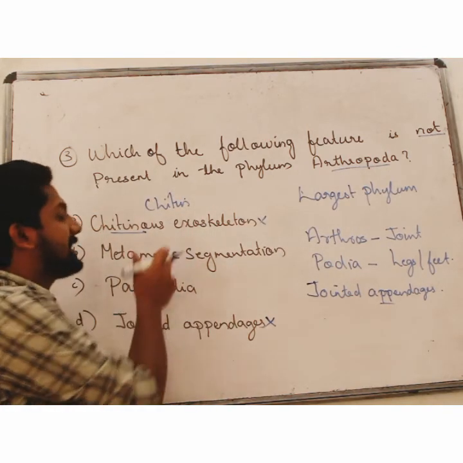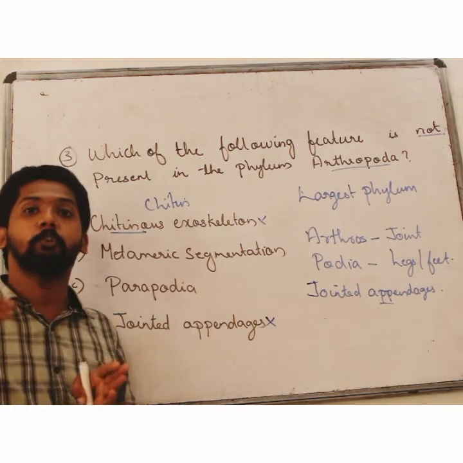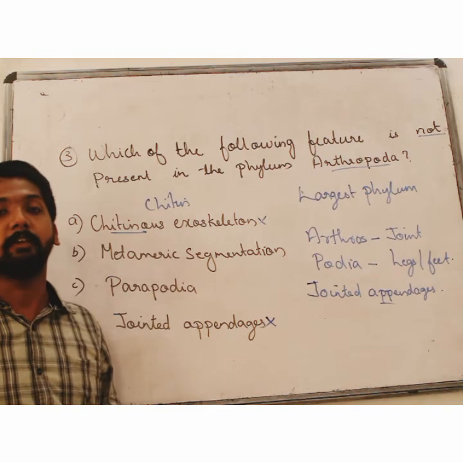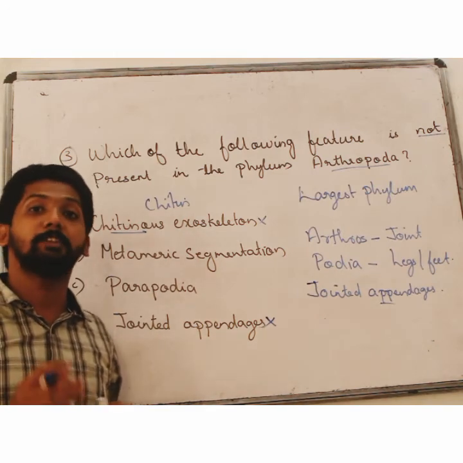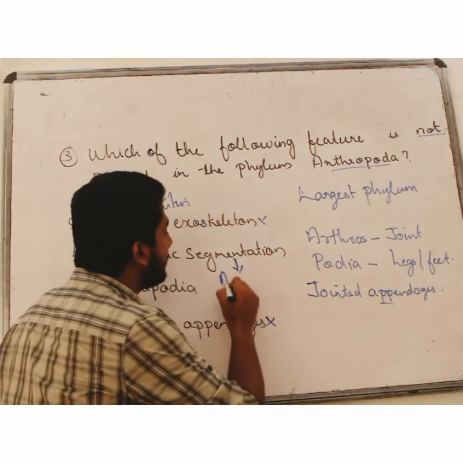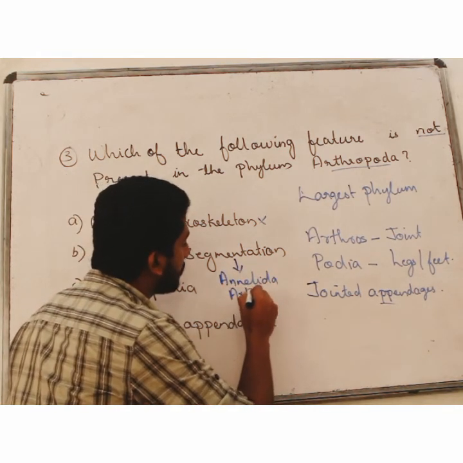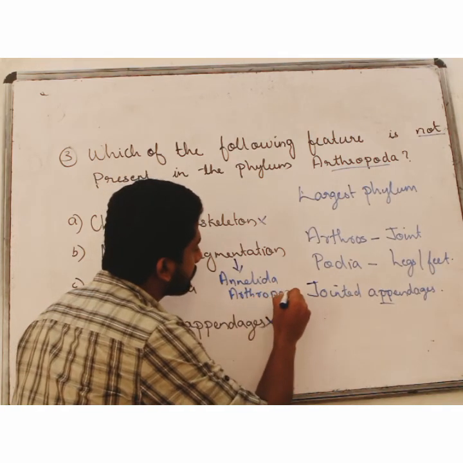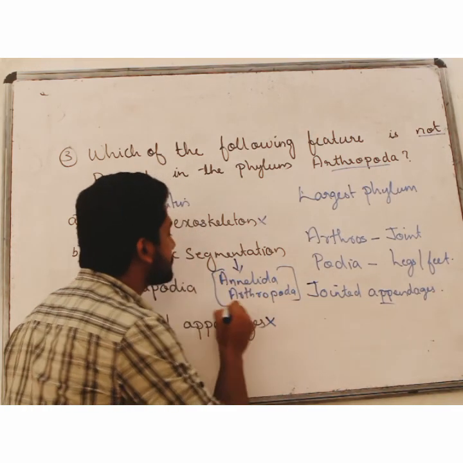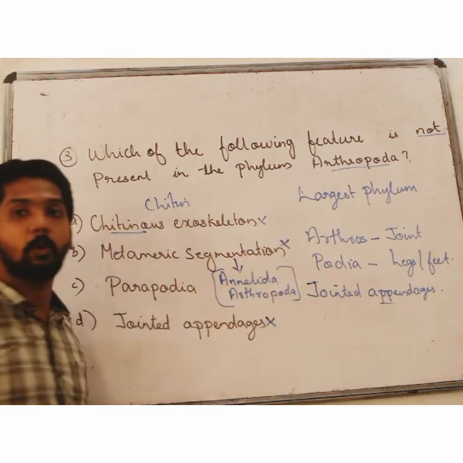Then we have metameric segmentation. What do you mean by metameric segmentation? The body is divided into metamers, segments. We know that there are two phyla with metameric segmentation. Which are the two phyla? They are the phylum Annelida and phylum Arthropoda. So these two phyla have metameric segmentation, so we can eliminate this option as well.